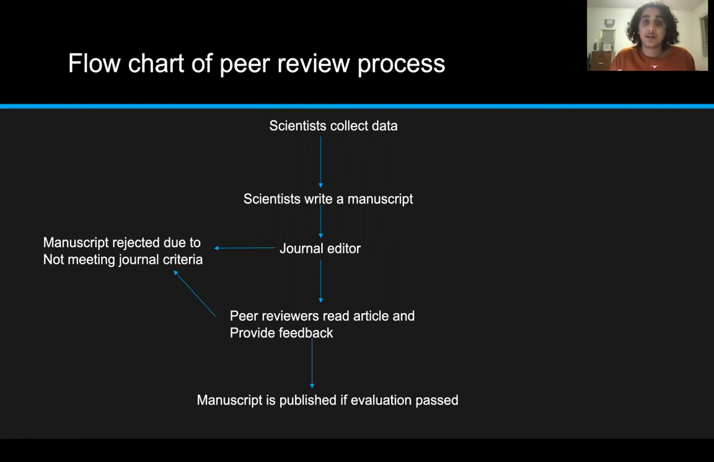And if it does fit the criteria, then it's passed on to the peer reviewers, and if not, it gets rejected right away. Now, let's say it does get passed on and it does pass the requirements. Once it gets to the peer reviewers, they also will provide their feedback. And based on their feedback, the manuscript is then either rejected for not meeting the criteria of the journal, or it passes all the evaluations and it is published. And that is the basic flowchart for how a peer review process works.